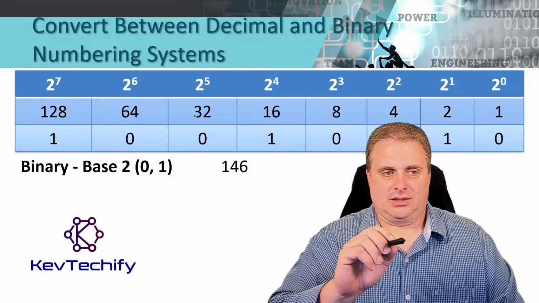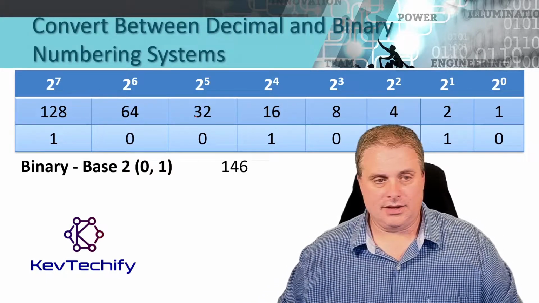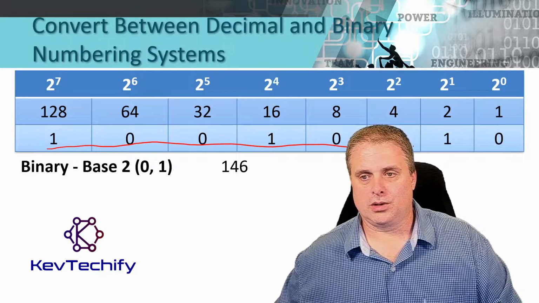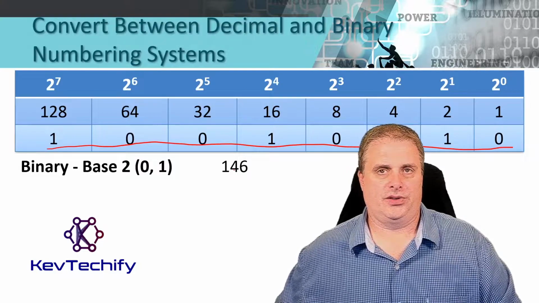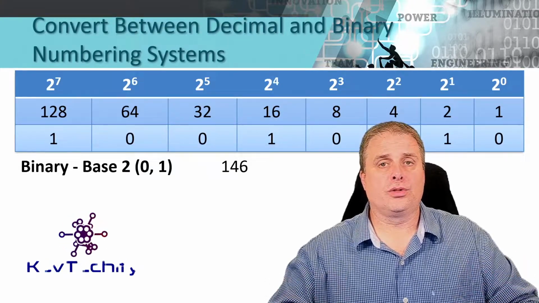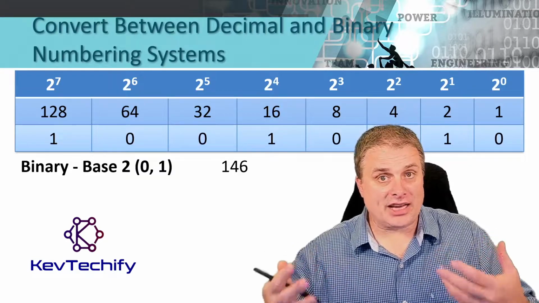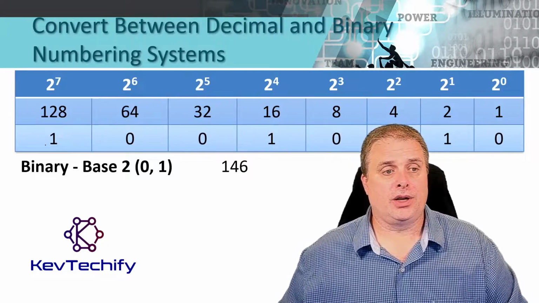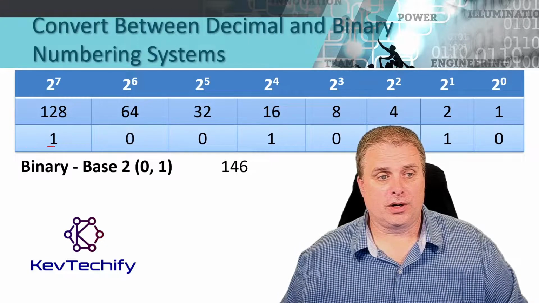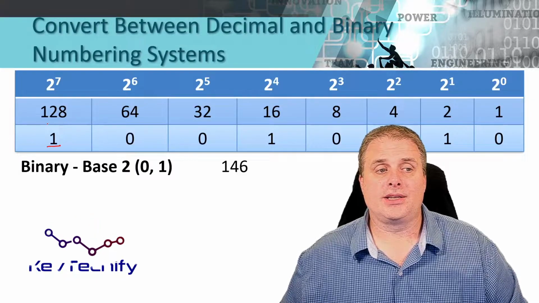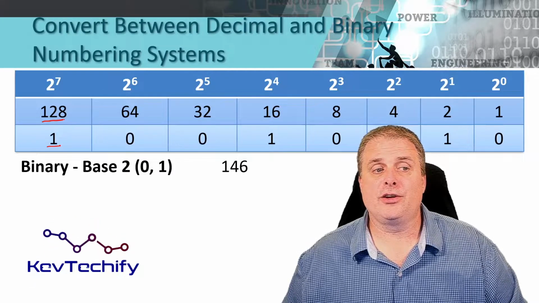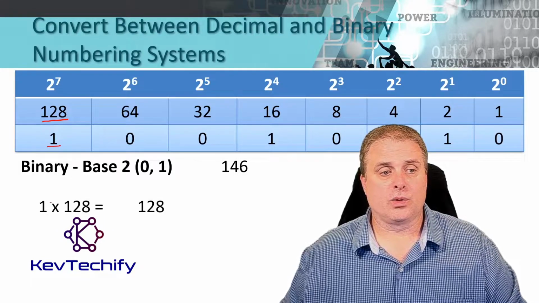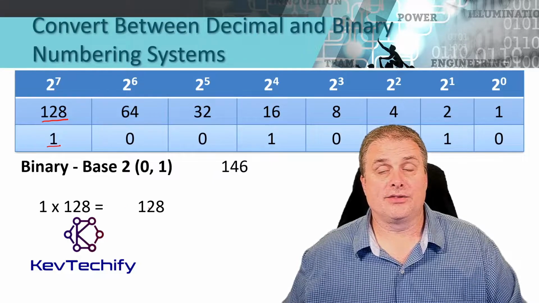That gives us this number here. 10010010 is equal to 146. To prove it, let's go through and calculate our values to see if it actually does equal 146. And what we're going to do is we're going to take the value here of our number, our value here is 1, multiplied times the positional value, the value of the column, and then add those numbers all together. First one here gives us 1 times 128, that gives us 128.